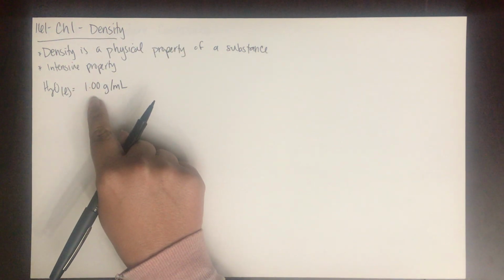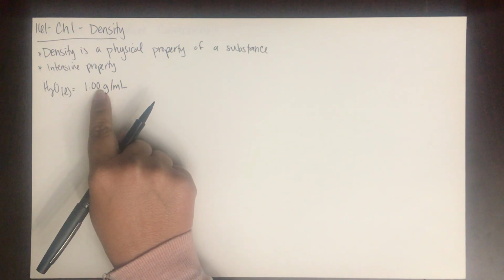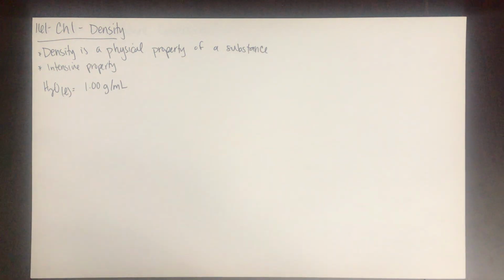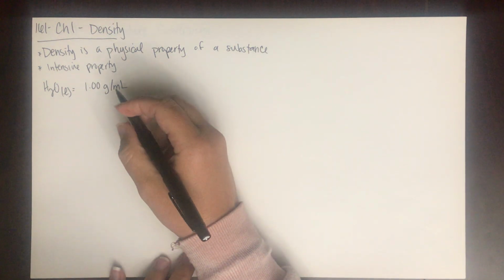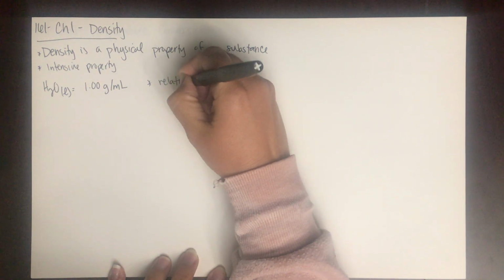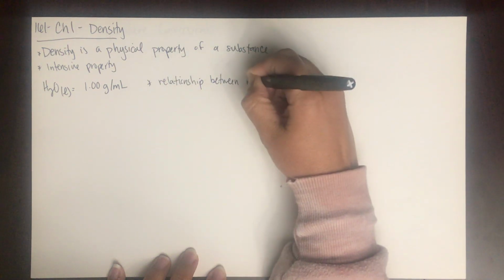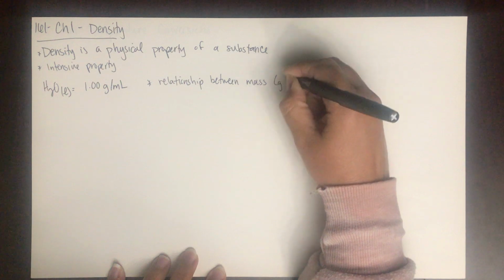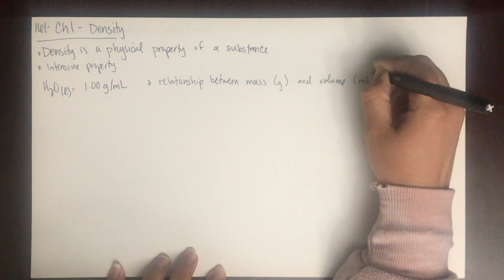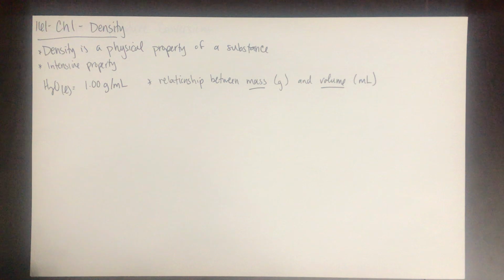This is an approximation. The density of water actually changes at different temperatures, so this is just to get a rough idea. But density is a relationship between mass and volume. Mass in grams and volume usually in milliliters, but it's always some unit of mass and some unit of volume.